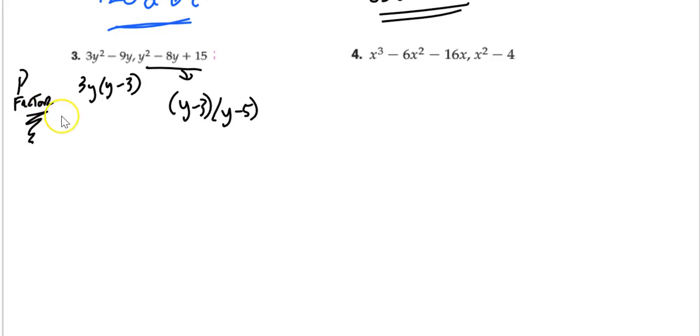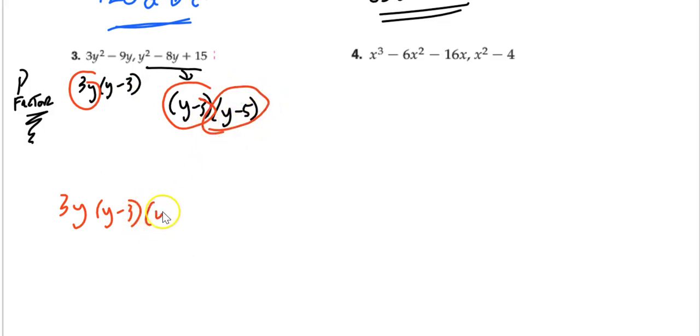And then we do what we always do. Take one of each and take the higher one. If there's two the same, take the higher one. So I need a 3y, nothing else there. They both have y minus 3, I need just one, they're both the same power. And I need a y minus 5. That's how I prime factor it.